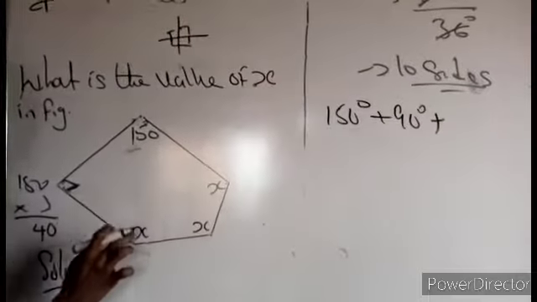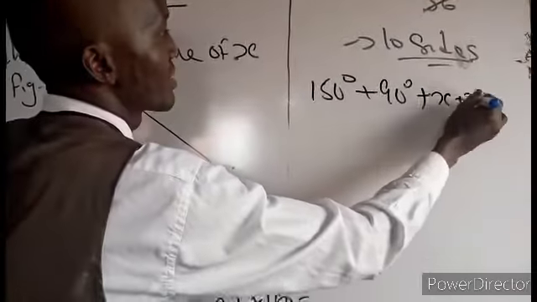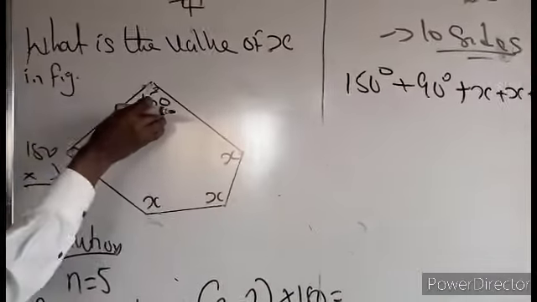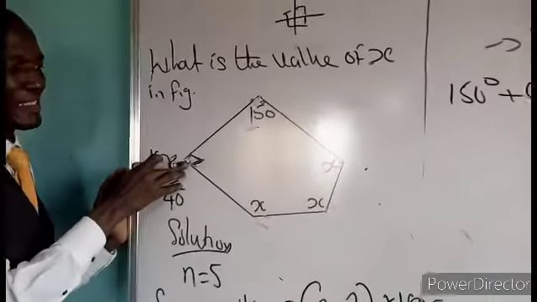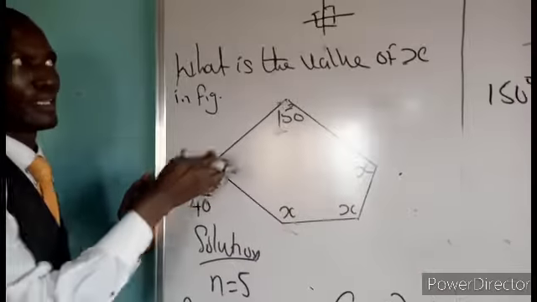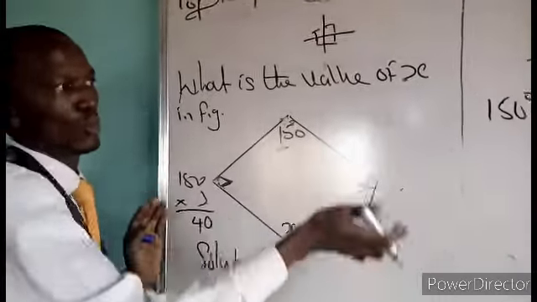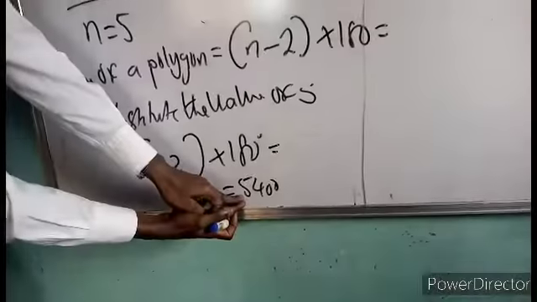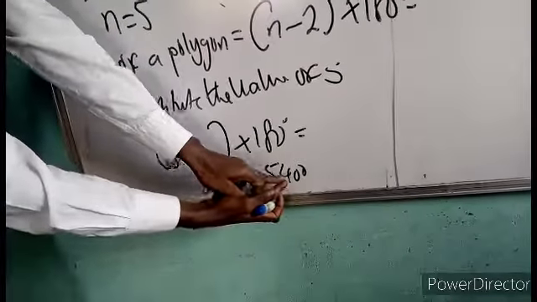Plus how many x? Triple x, as we have x in three places. 150, I quote again, 150 degrees. This indicates 90, the sign you are seeing there in the right-angle mark, 90. So then the total that I've gotten, that's the sum of the angles. The sum is what?